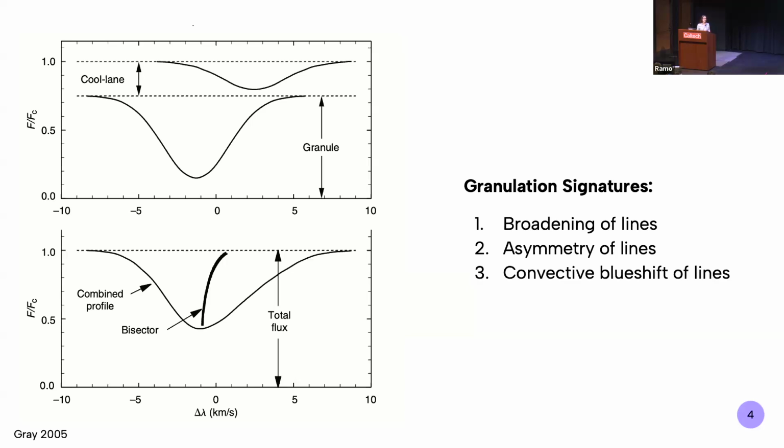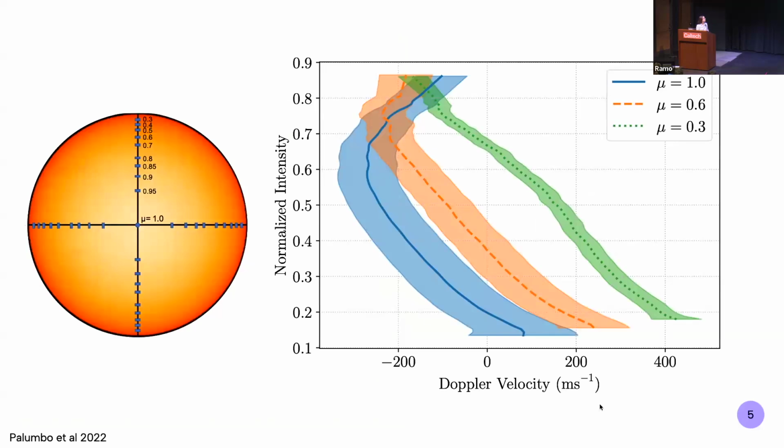In addition to all of these signatures, we also understand that they vary depending on where you are on the stellar surface. To determine where we are on the stellar surface, I'm going to be using the variable we've seen so far, mu, which is the cosine of our solar limb angle.